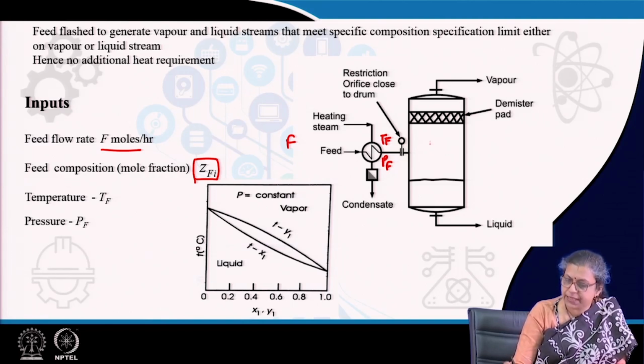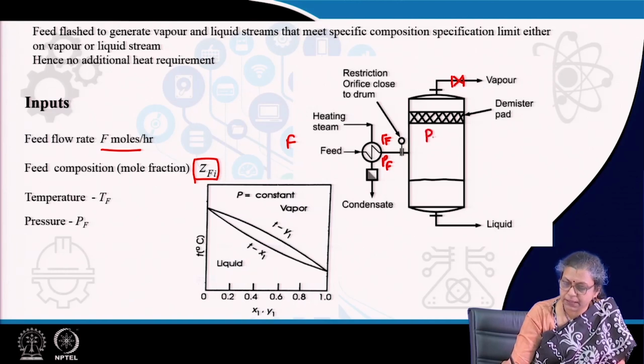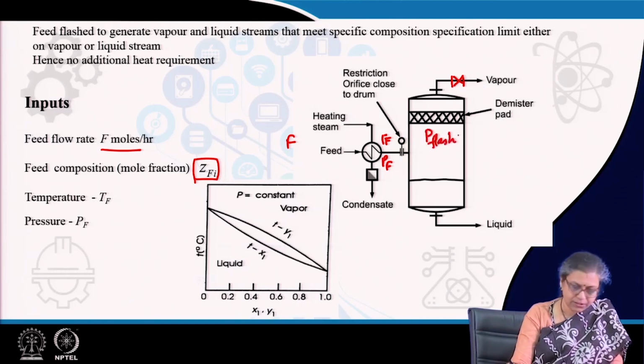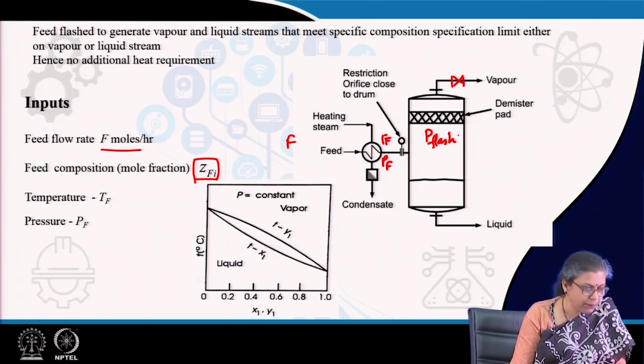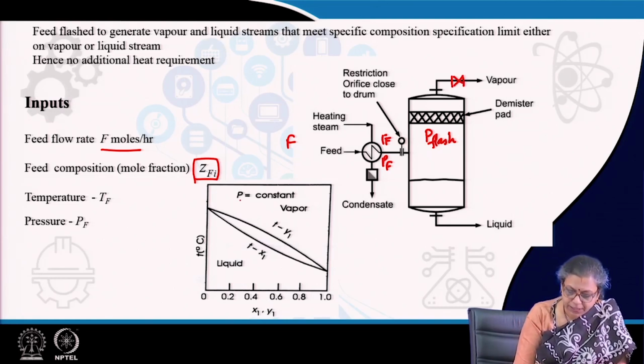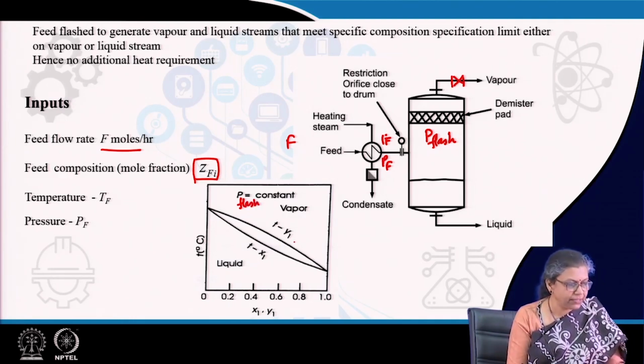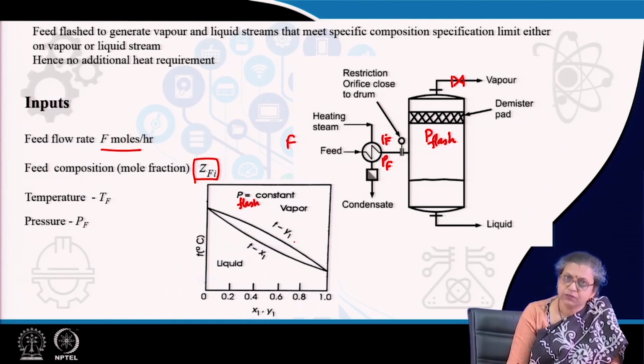Now, once the feed enters here, it flashes, and as I have told you, the pressure inside the drum is regulated by a control valve which is placed in the vapor line. So, by means of the control valve, we can control the pressure inside the flash drum. Once we know the pressure inside the flash drum, say P flash, we have the TXY plot here, right. So, now how do we proceed with the design of the flash drum?